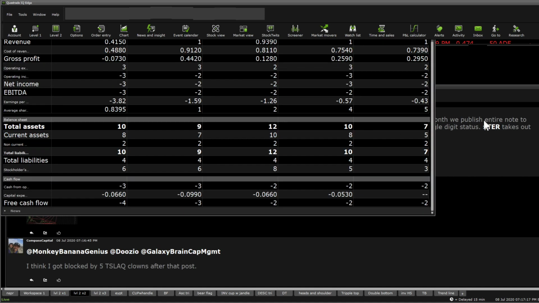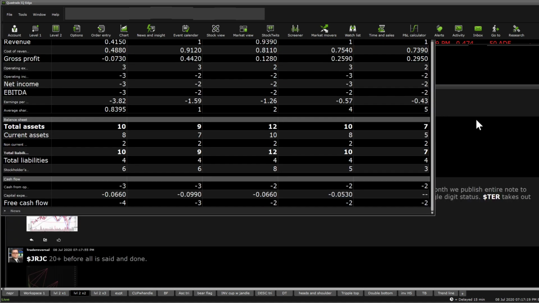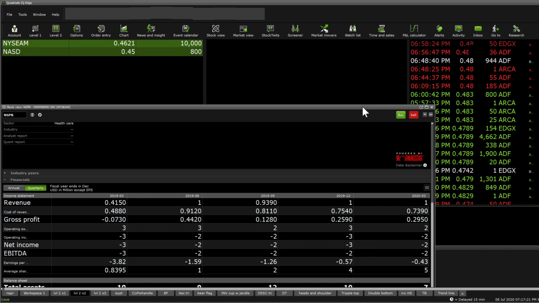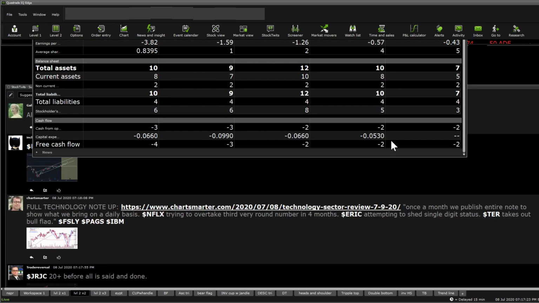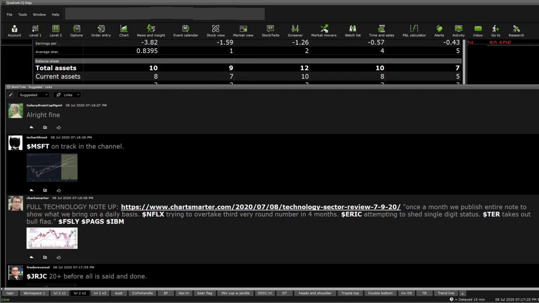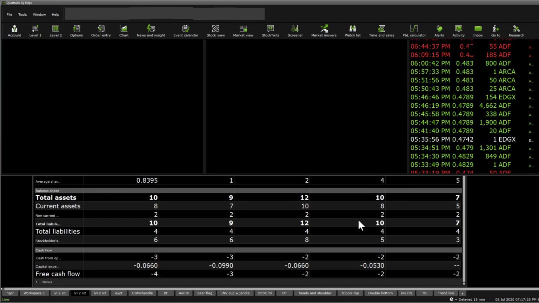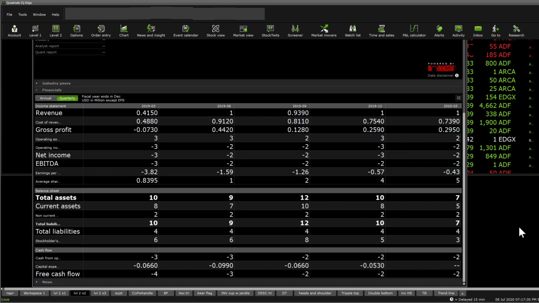In terms of the cash flow, we get to see there's no indication that with the cash on hand they're going to be seeing any kind of offering sometime soon. So that's good news for us.